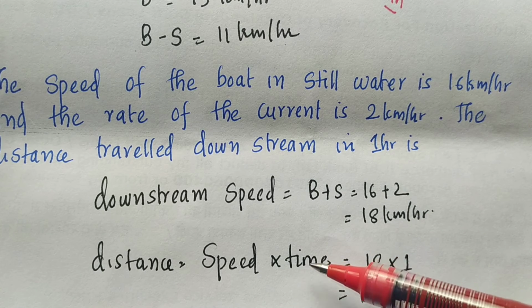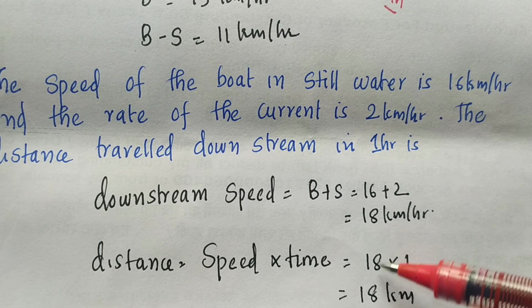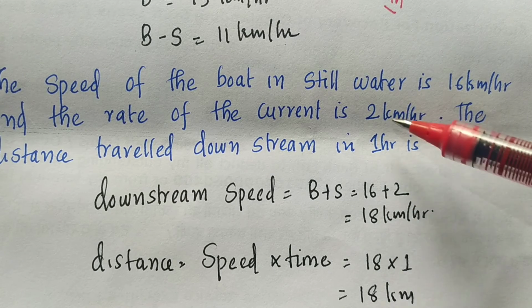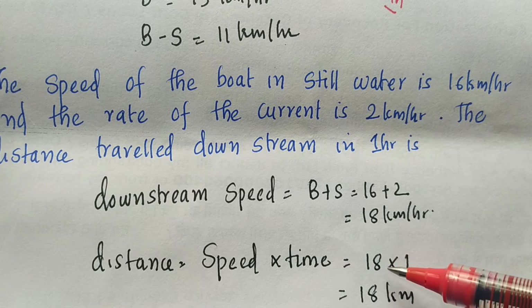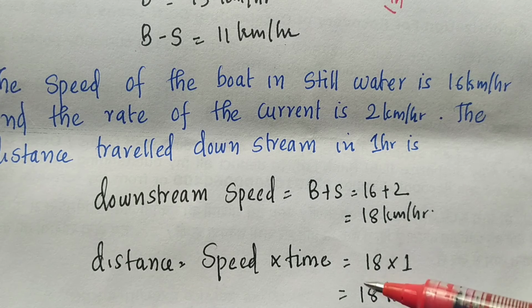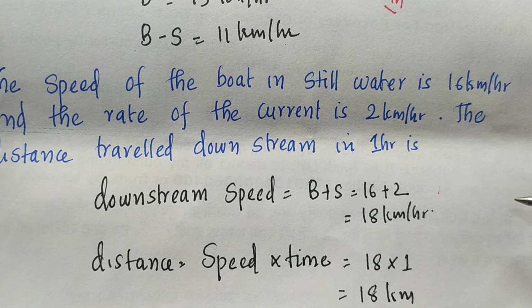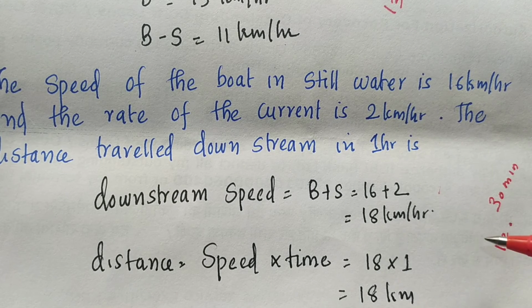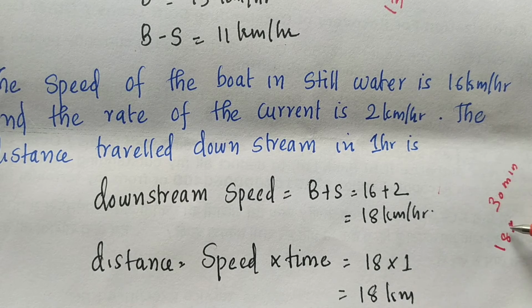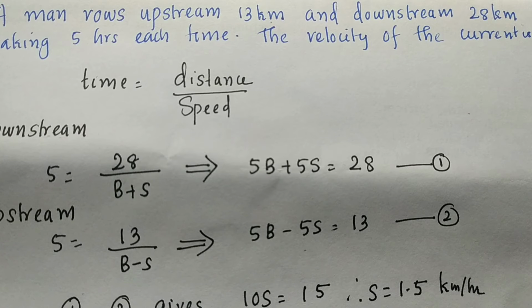So distance is equal to speed into time. So 18, here the units are all the same, kilometer per hour and 1 hour. So we will get 18 into time, 1 hour, which is equal to 18 kilometers. So what will be the distance travelled by the boat downstream in 30 minutes? It is speed into time. Speed is equal to 18 into time. 30 minutes is half an hour. So 9 kilometers.